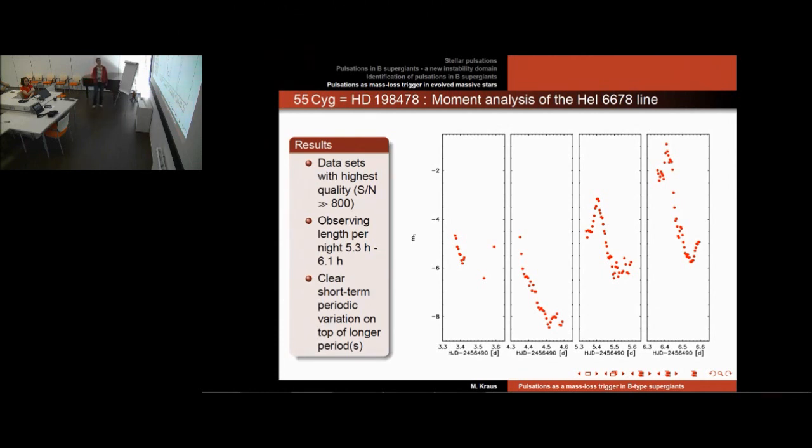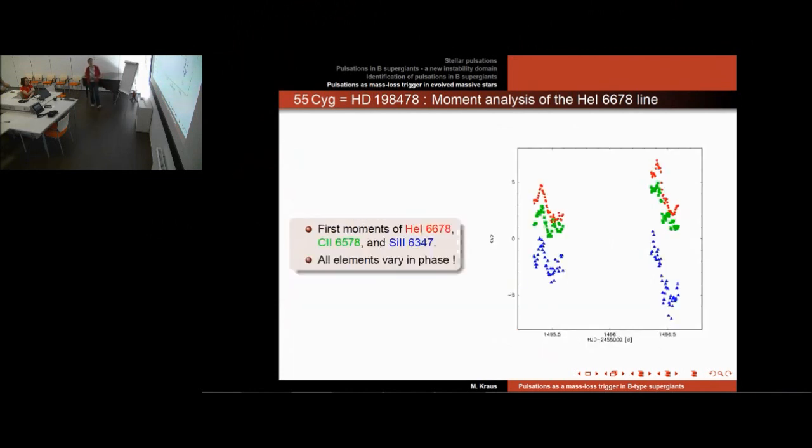The observing lengths per night were about 6 hours, and very clearly we see some short variability on top of some longer periods. So we performed a period analysis, but let me first say that we also checked with the silicon line and the carbon line to see whether all elements behave the same way, and yes, they do. So we are very, very sure that this is all due to pulsations.